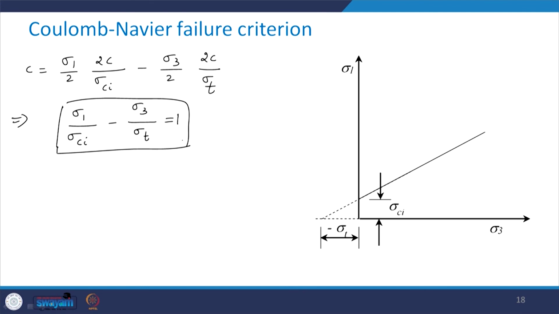This is what has been plotted in this figure, which is a plot between sigma 1 and sigma 3. On the sigma 1 axis, you have sigma Ci as the intercept and it is positive, and on the sigma 3 axis, you have sigma t as the intercept, which has a negative sign. So this is how the derivation of the Coulomb-Navier failure criterion can be done.